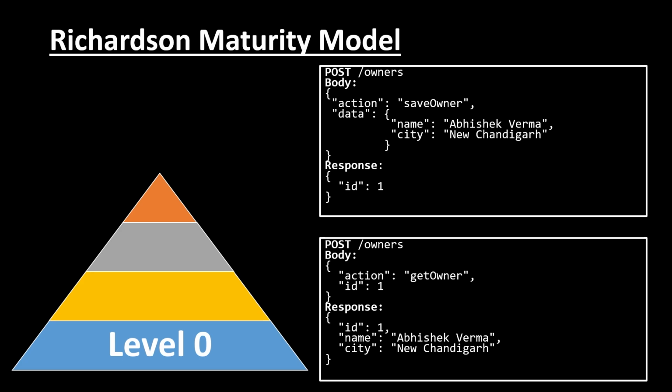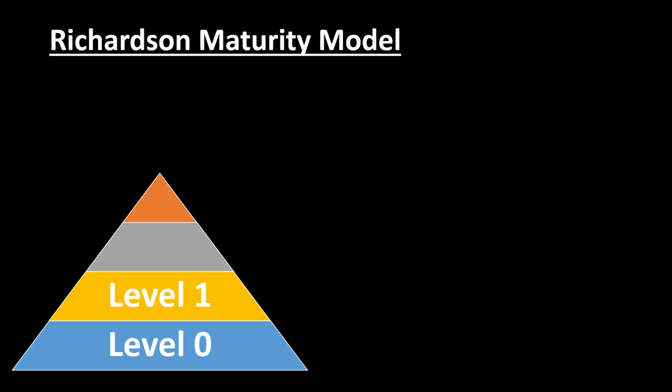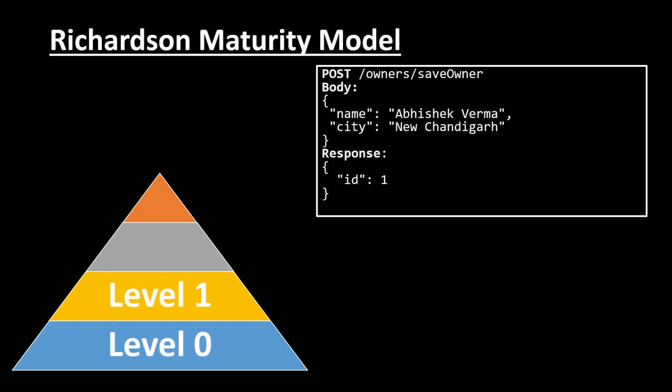Now let's move on to level 1. So this level 1 is basically the first level of your RESTful application. So that's why we call it level 1. Besides this, that was not even the REST application. Here your API body and response are going to look something like this. So you will see there is a post, then we are saying owners, and then within the URL itself, we are saying save owner this time. So not as a part of an action, but within the URL itself.